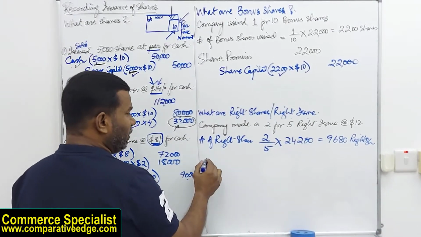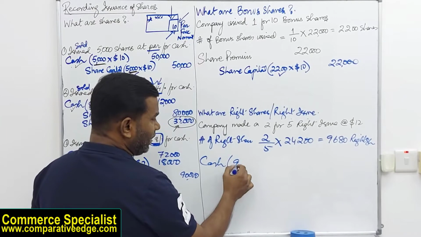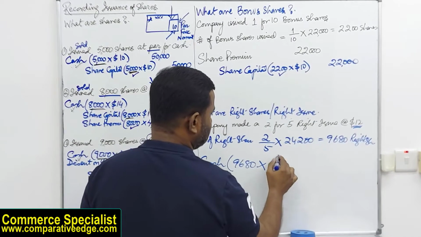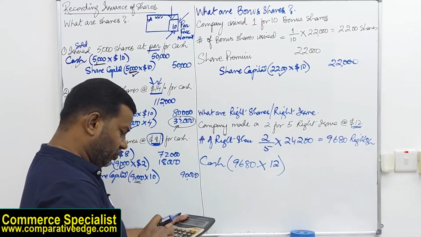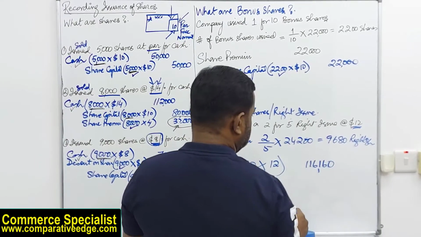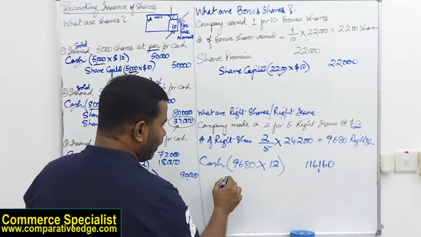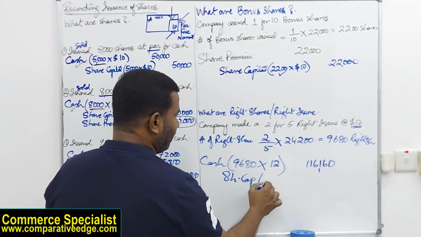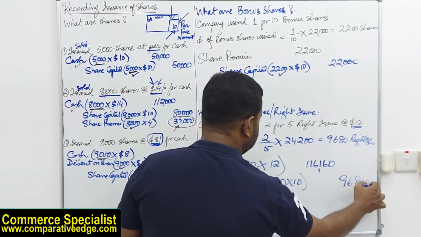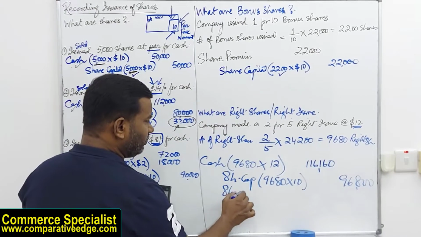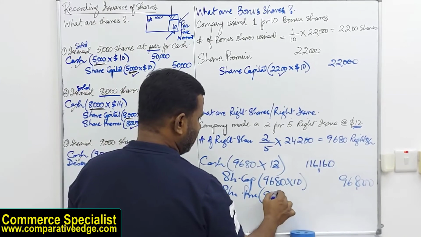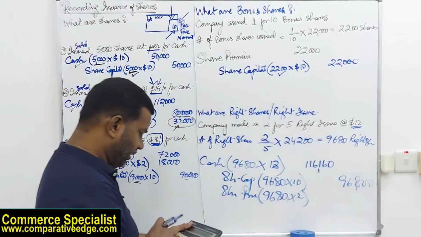Now how to record? It's pretty simple. You're getting cash, you're selling 9,680 shares, and each share you're selling for $12. So 9,680 into $12 will give you 116,160. You credit share capital with par value, 9,680 multiplied by 10, you get 96,800. And you credit share premium because obviously selling for 12, the par value is 10. So 9,680 into 2. $2 is the premium per share.